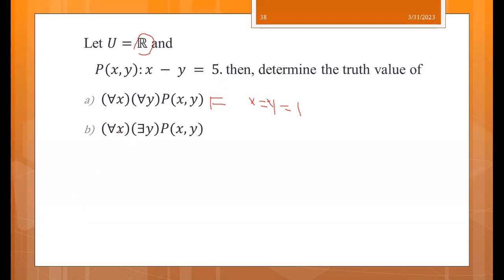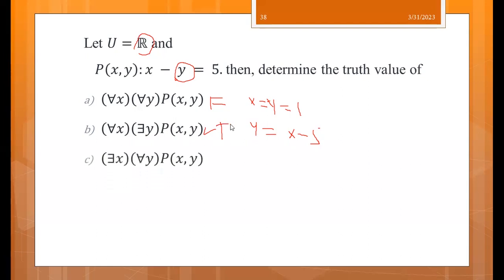But for this one, for every x, there exists y satisfying P of x, y, this is a true statement, because for each and every x, there exists a corresponding y satisfying this condition, because we have x minus y is equal to 5. So whatever value you take for the first variable x, we can find the corresponding value of y, which is y equal to x minus 5. So this is the corresponding value satisfying this condition, therefore this is a true statement.